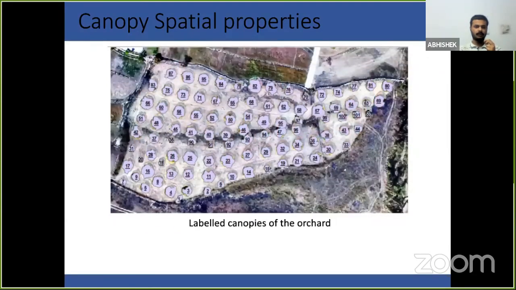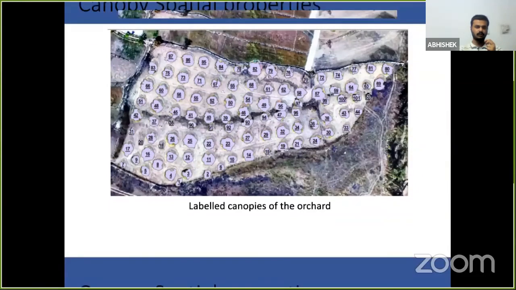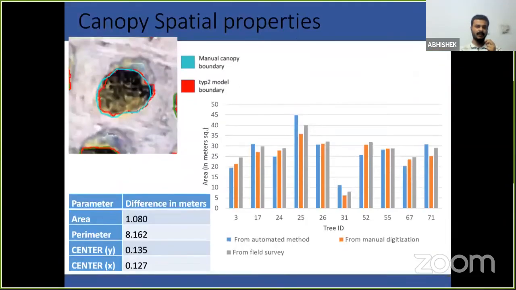Another spatial property I have added: we have also delineated tree canopies manually and using an object-based delineation method. We compared a few trees and observed that, from the automated method, field surveys and manual digitization, the area of the tree canopies appeared to be quite similar, whereas the perimeter had quite a difference. This was due to the fact that the automated method had very good boundary adherence, which could not be achieved by the manual method. Hence, the larger difference in perimeter was observed.